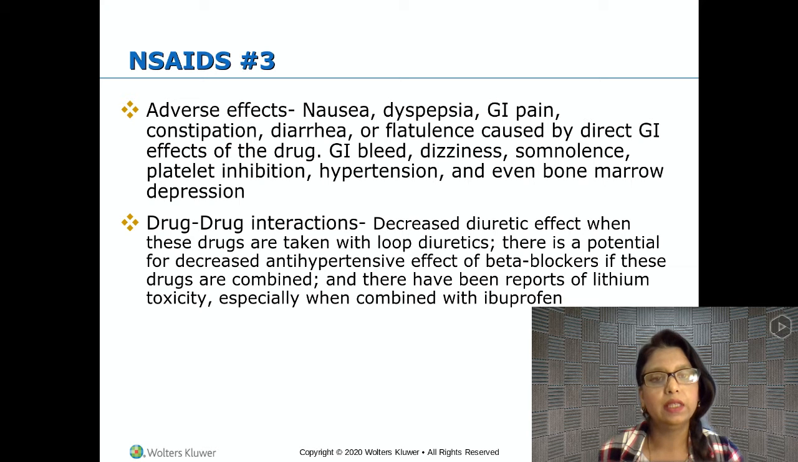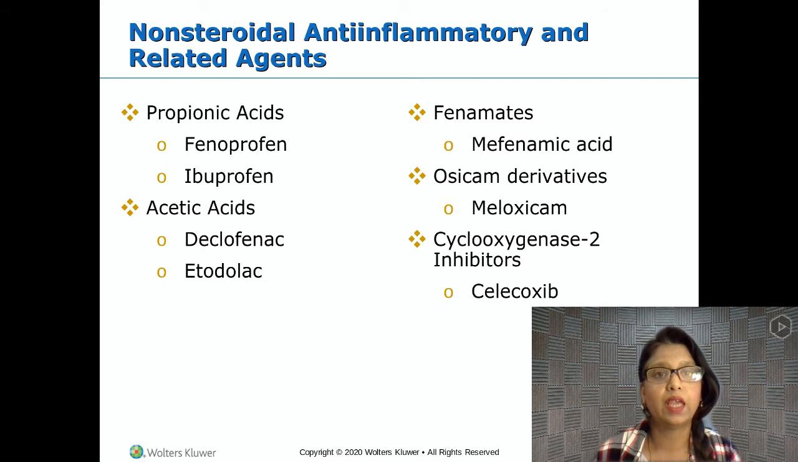Drug-to-drug interaction: when these drugs are taken with loop diuretics, there is a potential for decreased antihypertensive effects of beta blockers. When the drugs are combined, lithium toxicity has been reported, specifically when combined with ibuprofen. Non-steroidal anti-inflammatory drugs, related drugs, some examples are ibuprofen, flurbiprofen, diclofenac, which are very commonly used, mefenamic acid, meloxicam, celecoxib.